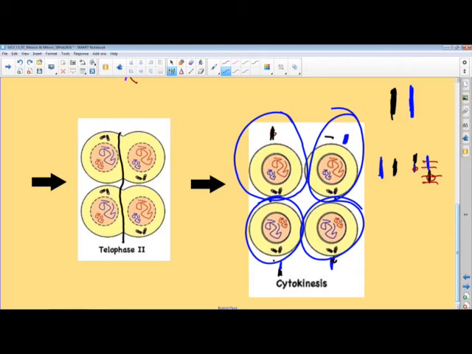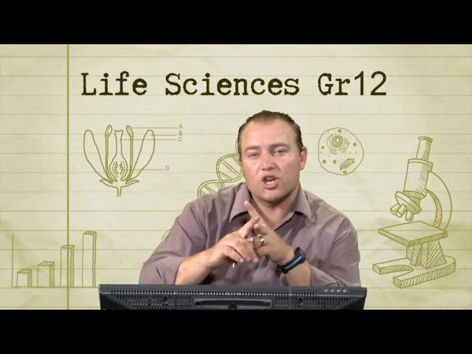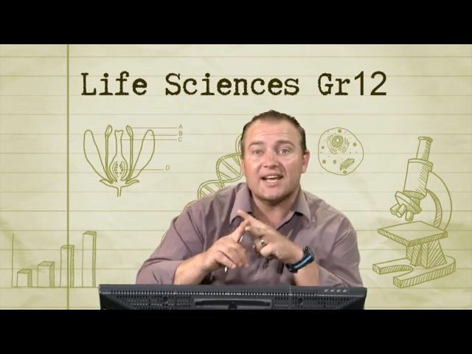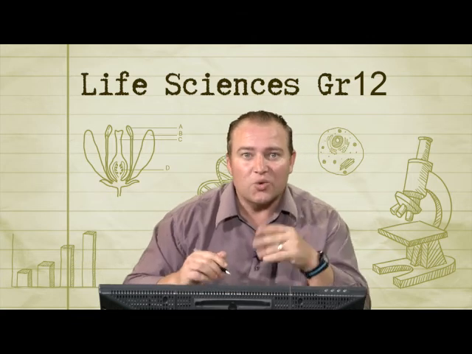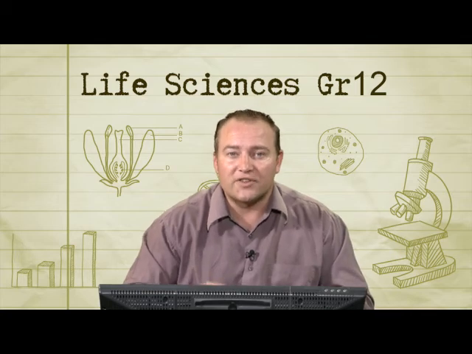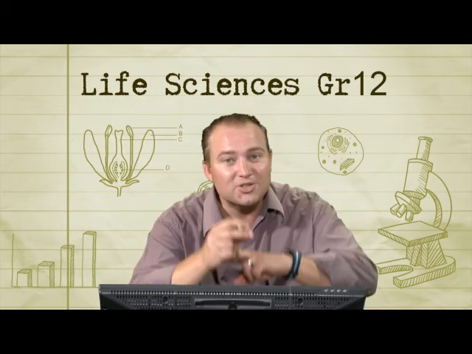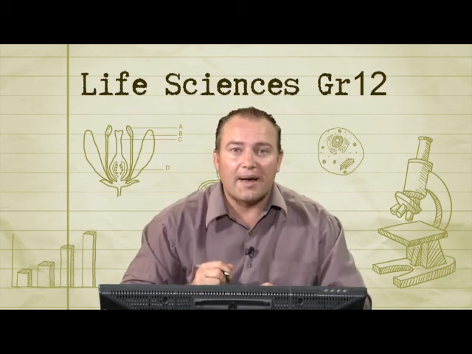Okay? Don't forget, you get 2 types of kinesis. You get karyokinesis, the splitting of the nucleus, and cytokinesis, the splitting of the cytoplasm.